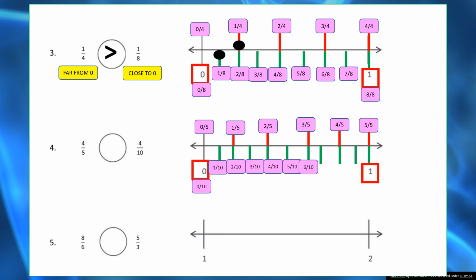9/10, and then when you get to 1, underneath the number 1, you're going to write 10/10, because 10/10 is the same as 1 whole, just like 5/5 is the same as 1 whole, which means 5/5 and 10/10 would be equal because they both equal 1 whole. So those are actually equivalent fractions because they equal the same thing.